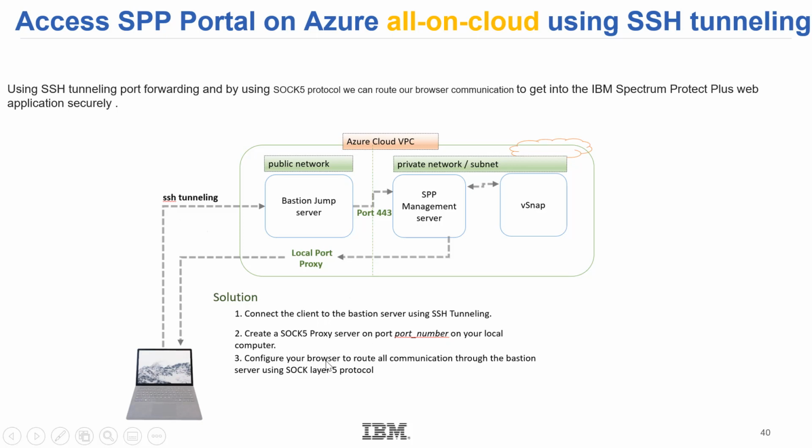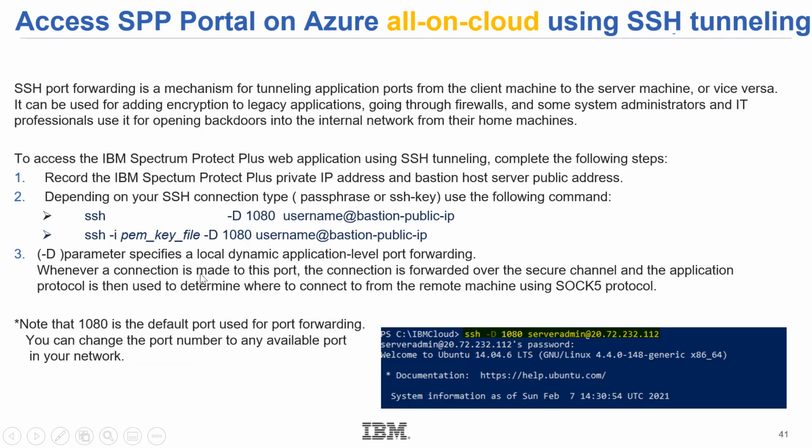And then you're going to configure your browser to route all communications through that Bastion server using the SOCKS 5 protocol. In order to do this, you're first going to have to record your Spectrum Protect Plus private IP address and the Bastion host server public address. You'll find these inside of Azure. When you drill down into those resources, it'll give you the details on those IP addresses.